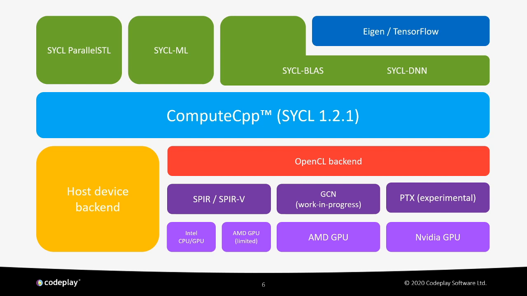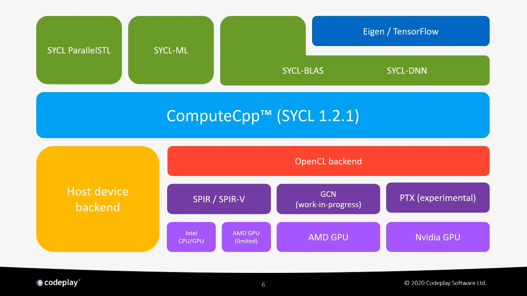So here we have the SYCL ecosystem which surrounds Compute CPP. In the middle we have Compute CPP, which provides support for the host device and an OpenCL backend, which supports SPIR, SPIR-V and experimental PTX compilation. On top of Compute CPP, we also have a number of open source SYCL projects, including an implementation of the C++17 parallel algorithms, SYCL BLAS, which is an implementation of the BLAS linear algebra routines, SYCL DNN, which is a neural network library of convolutions and matrix-matrix operations for machine learning, and a SYCL port of Eigen and TensorFlow.